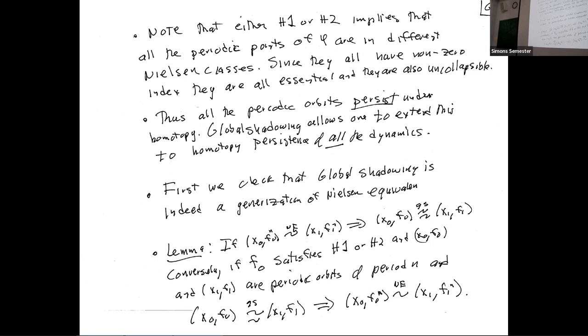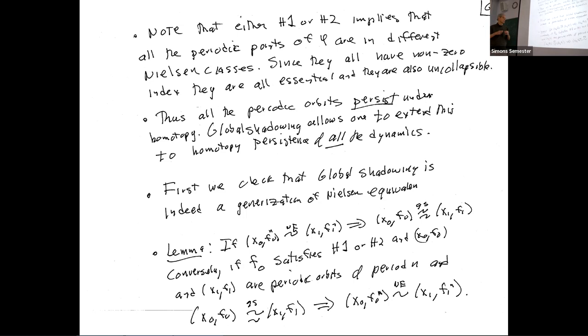All right, so what do I want to say here? I've already said this stuff over and over again. They're in different Nielsen classes. They persist because of non-zero index. But first, we need a lemma here. This is just to show we're honest, that it in fact is equivalent for a periodic point. All this is saying is that if you're Nielsen equivalent, then you globally shadow. If you globally shadow and you satisfy one of these hypotheses, in fact, you don't need them all, you just need pi 1 hyperbolic, then you're Nielsen equivalent.